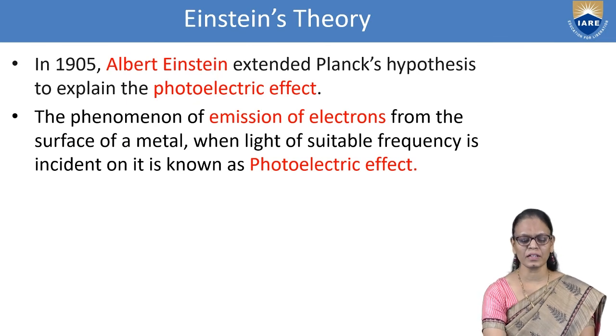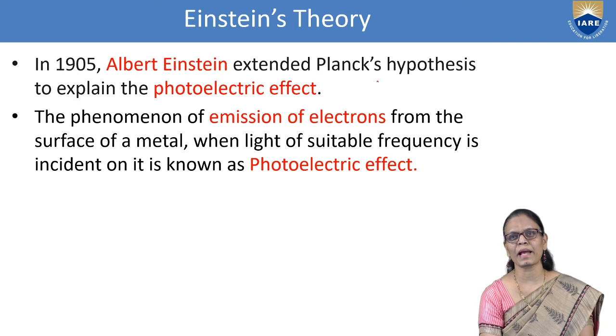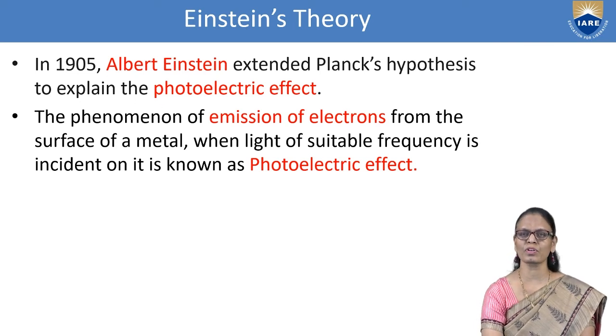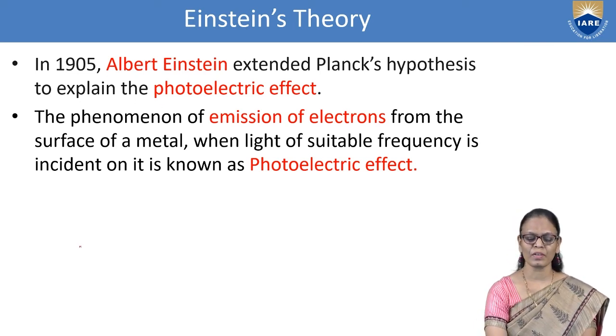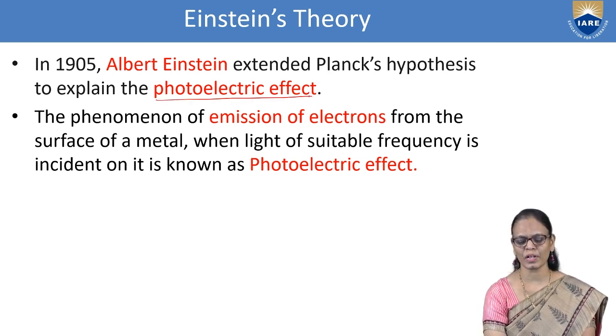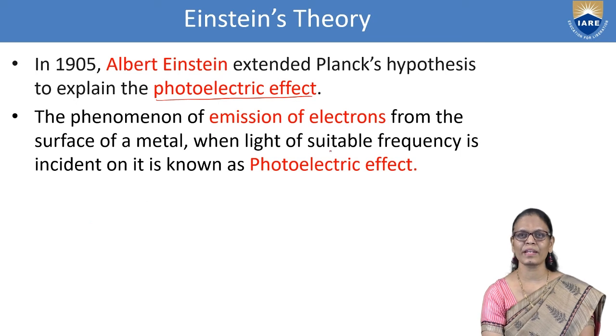Now, in the year 1905, Albert Einstein extended Planck's hypothesis to the photoelectric effect. So he was doing an experiment on the photoelectric effect. What is the photoelectric effect? It is the emission of electrons from the surface of a metal when light of suitable frequency is incident on it.